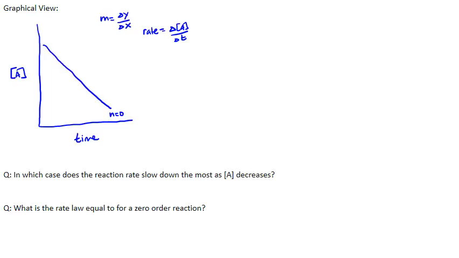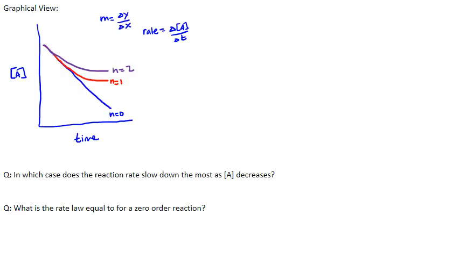However, when N is equal to 1, as the reaction progresses and I form more product, I'm going to have less and less reactant, so my reaction will slow down. And if N is equal to 2, there's an even greater dependency on the concentration of A. So as the concentration of A decreases as I form product, my reaction rate will slow down even more.